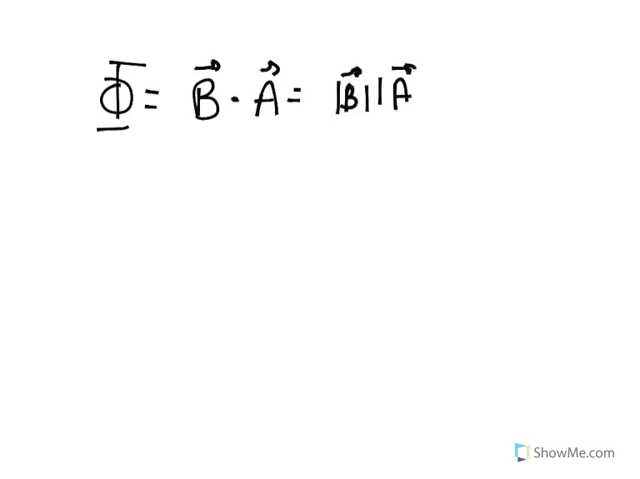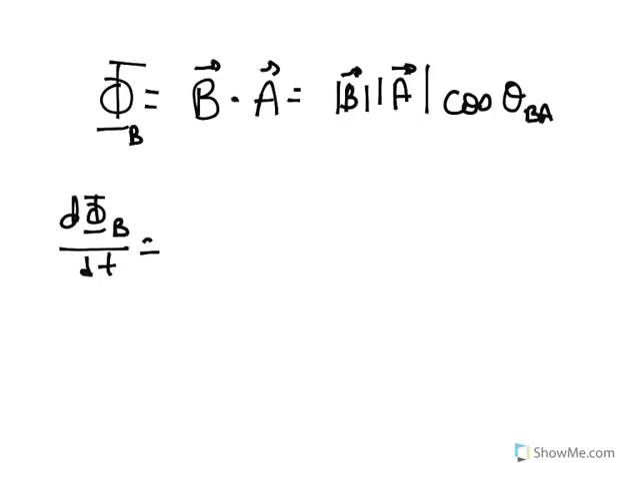Remember that magnetic flux was B dot A, which is the magnitude of the magnetic field times the magnitude of the transverse area in the coil times the cosine of the angle between both of them. And in this sense, we can take the derivative of this magnetic flux with respect to time. Well, we have three terms, and those three terms can change. We can have the term where A and cosine of theta remain constant, and then we have the change in magnetic field with respect to time.